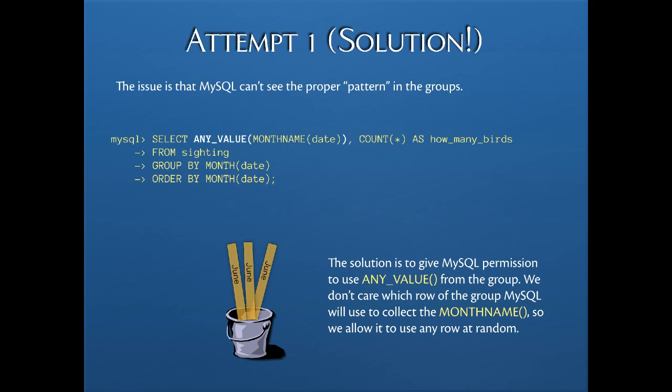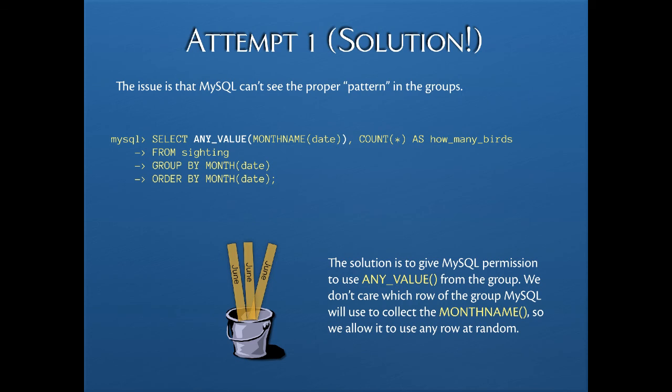And this takes the pressure off of MySQL. It's worried that they're all going to be different. It doesn't know how to select one row out of that group in order to extract a proper month name. So we tell MySQL, hey, do it with any value in that group. We don't care. Choose any row in that grouping, select the month name out of that, and use it, because we don't care. And this solves the problem.